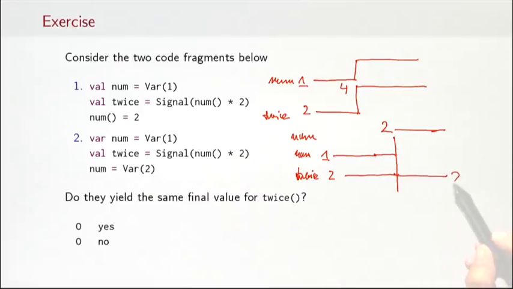So while I have here 2 as the final value, in the first code fragment it was 4, and the 2 fragments are indeed different. It just shows a little bit the subtlety that you have with signal update versus variables. It gives you another aspect of that same difference.